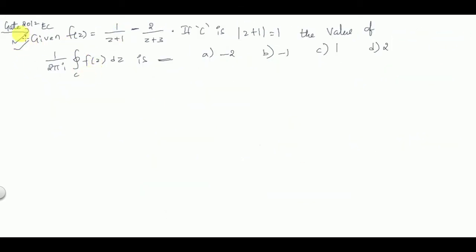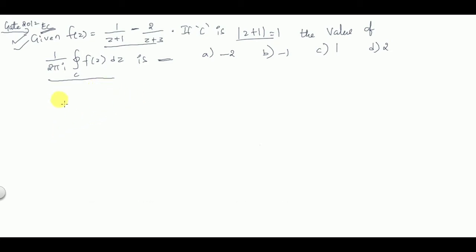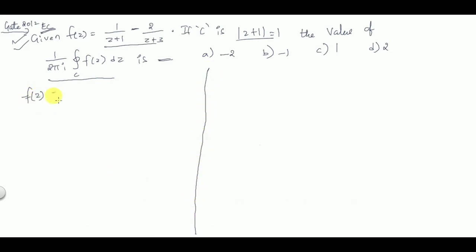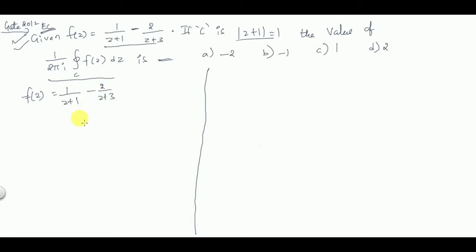This was asked in GATE 2012 for the ECE branch. Okay, so he has given f of z like this and a closed contour, and he has asked to find the value of 1 by 2 pi i integral over C of f of z dz. So he has given f of z as 1 by z plus 1 minus 2 by z plus 3.